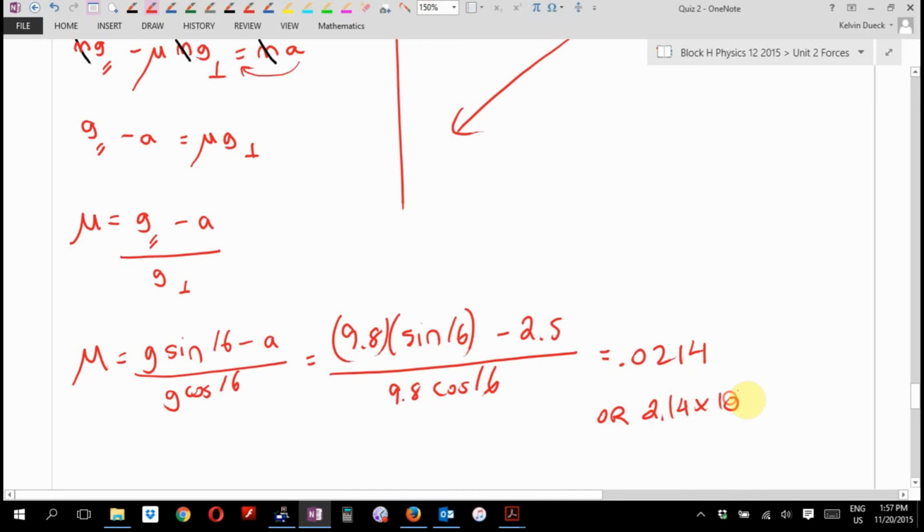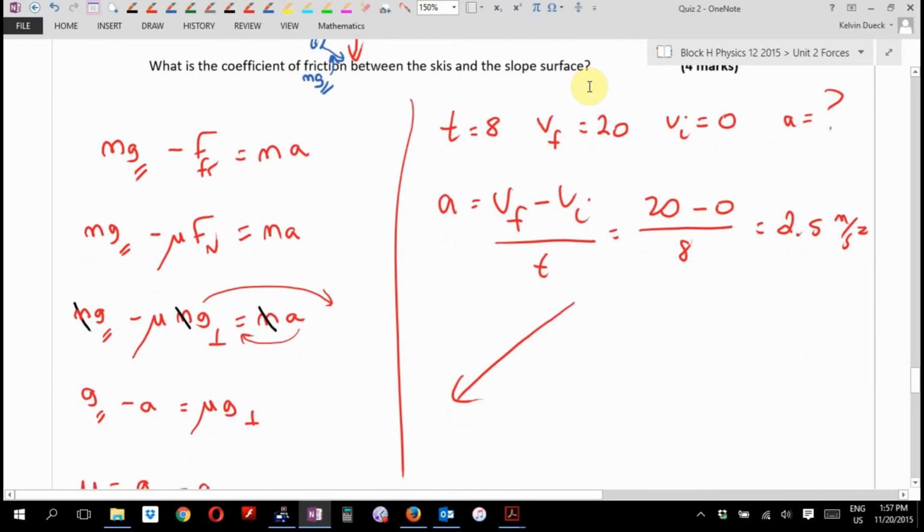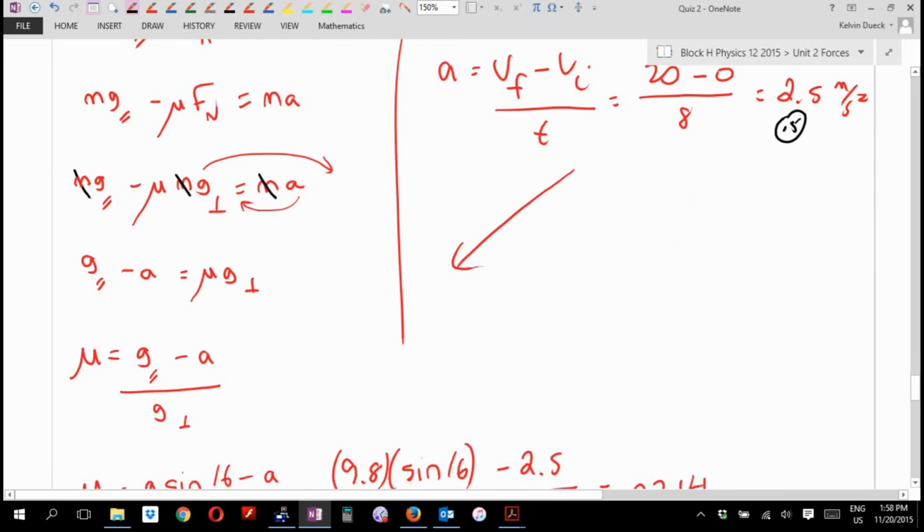Or 2.14 times 10 to the negative 2, if you wanted to do it in scientific notation. Units, nothing. So if you got that, 4 out of 4. Otherwise, I would give you a half mark for finding the acceleration, but that's Physics 11. I would probably give you a half mark for that. That's 1 whole mark.